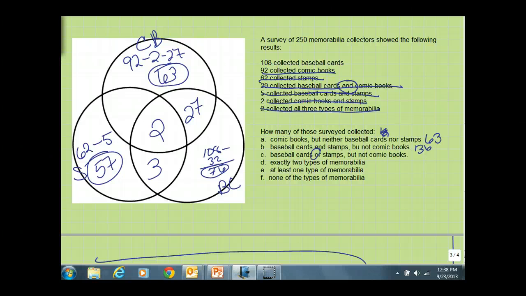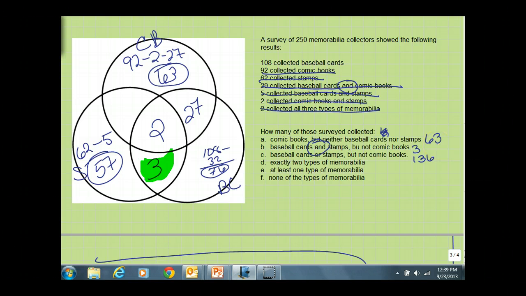Did I do the last one wrong? I did the last one wrong, you guys. Go back, because I didn't read it right. Look at B. It says baseball cards and stamps. What does and mean again? It's an intersect, right? So the only part that we want is this right here. So that should have been a 3. Plus 2. Nope, because it's not counting comic books. Okay? The next one should be 136.